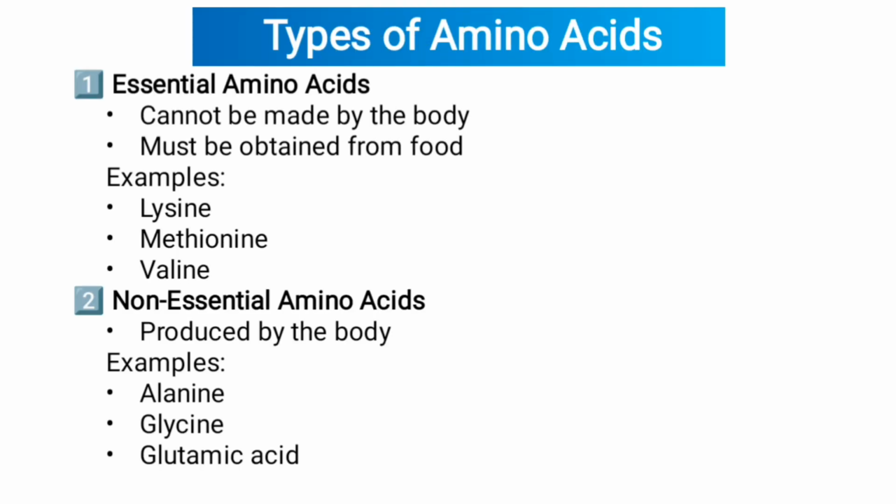Types of amino acids. First one, essential amino acids, which cannot be made by the body and must be obtained from food. Examples: lysine, methionine, valine. And second one, non-essential amino acids, which are produced by the body. Examples: alanine, glycine, and glutamic acid.